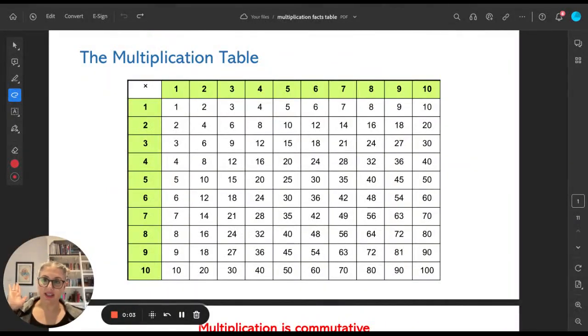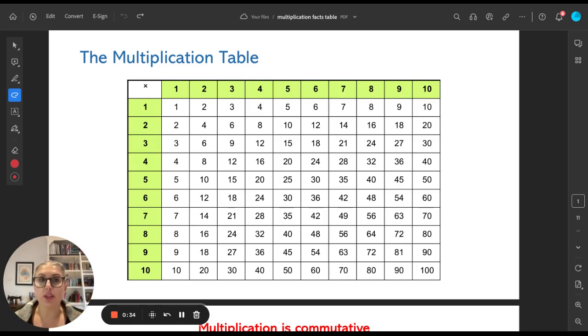Hi everyone. As you can see, I've got a multiplication table up here because in this video, we are going to look at and go into a deep dive of the multiplication table and the multiplication facts.